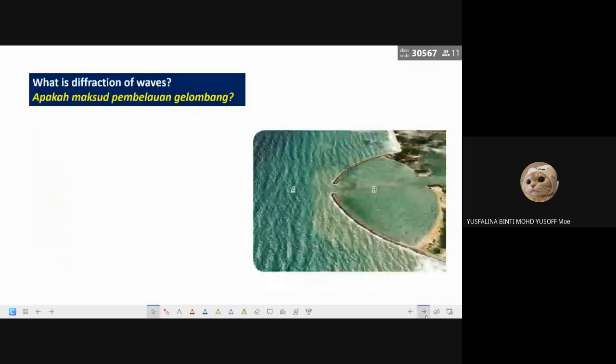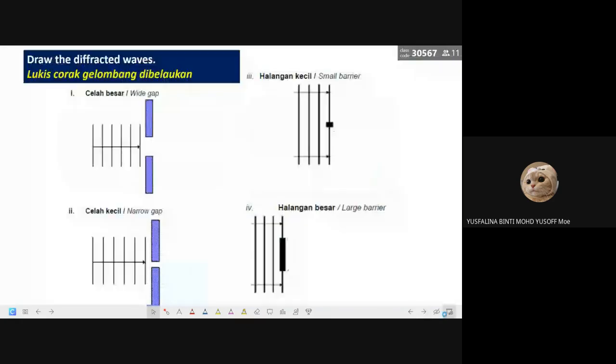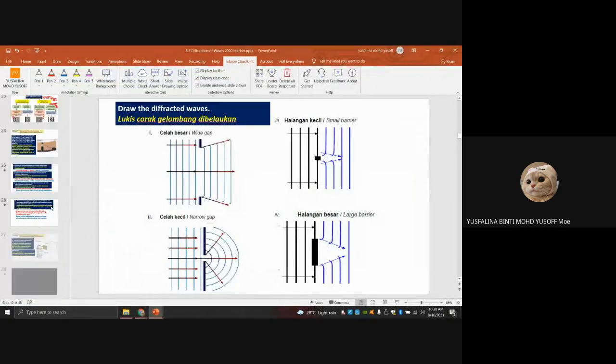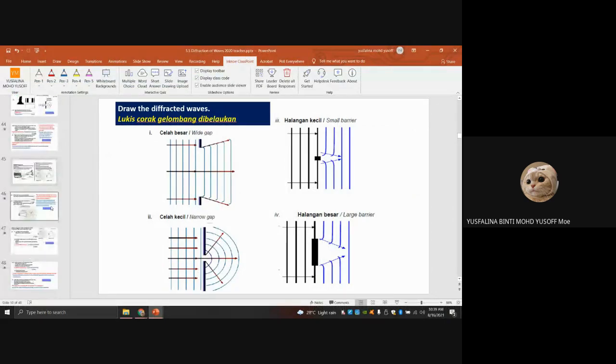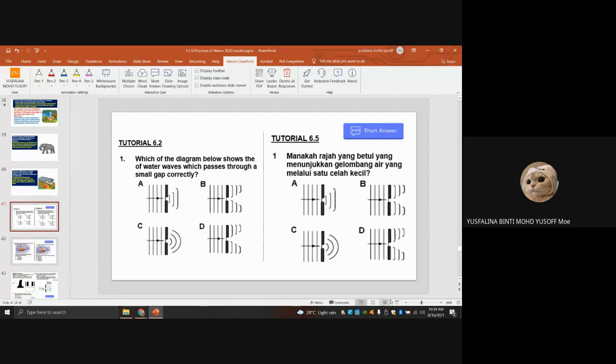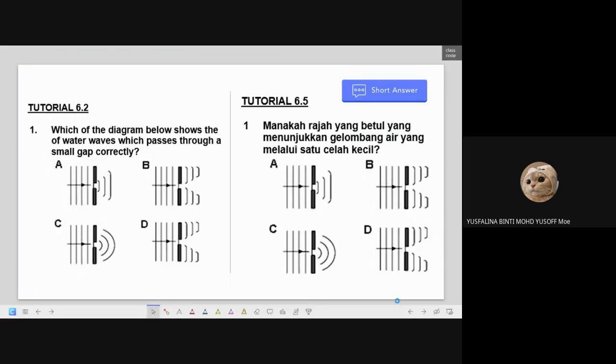Okay. I think we are on the question part, right? We are already on the question part. I think this one. Okay, so what you have to do, you just give an answer in the chat, all right? So let's try to answer the questions in tutorial 6.5, okay? So for number 1, try to answer this one first.